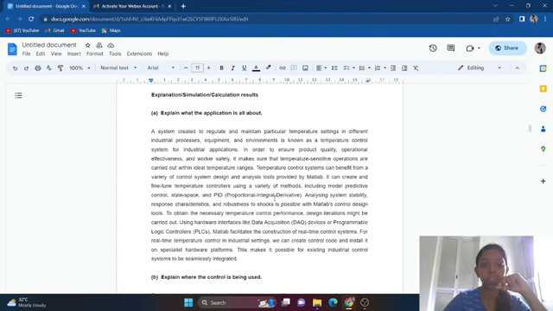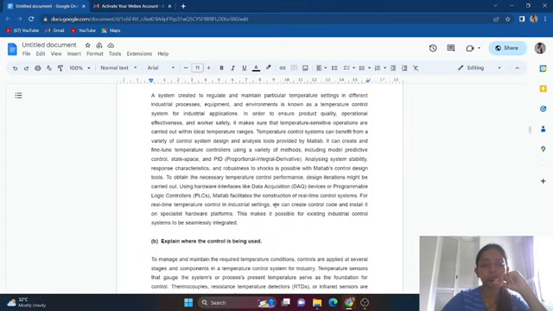Temperature control systems can benefit from the variety of control system design and analysis tools provided by MATLAB. For this whole process, we will use MATLAB. Analyzing system stability, response characteristics, and robustness to shocks is possible with MATLAB control design tools. To obtain the necessary temperature control performance, design iteration might be carried out. Using hardware interfaces like data acquisition or programmable logic control (PLC), MATLAB facilitates the construction of real-time control systems.